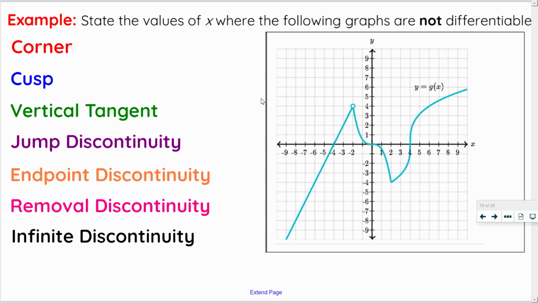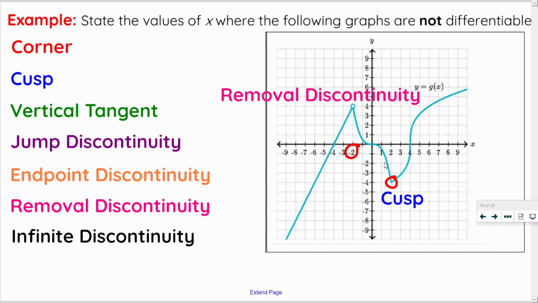So where are we not differentiable? I see right here at -2, we are not differentiable because I'm not continuous there. Okay, I'm not continuous there because I have a removable discontinuity. Where else do I see? Down here, I see it's continuous, but it is not differentiable because I have a cusp here. Okay, so the slopes are approaching different infinities on both sides there.